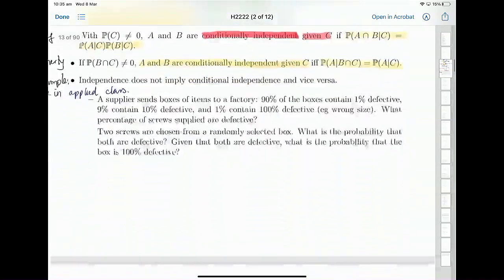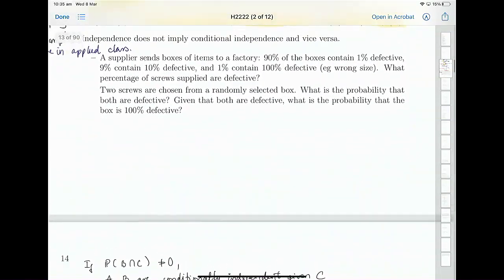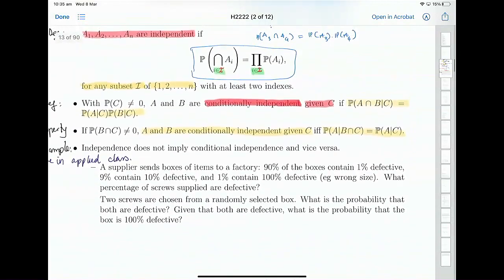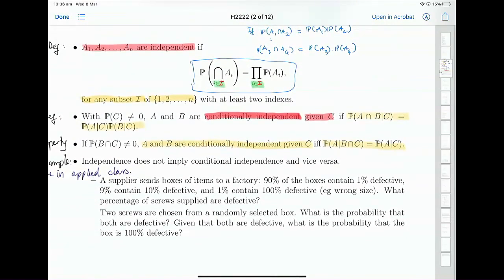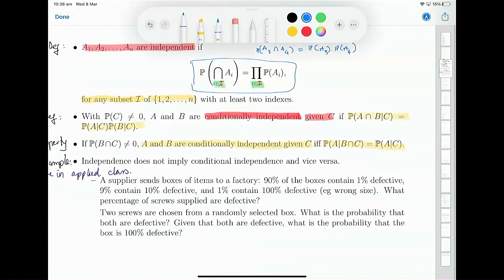Can we prove it? Okay, so we prove this side first, which means that the left-hand side implies the right-hand side. I assume that A and B are conditionally independent given C. Then I will prove that the probability of A given B intersect C equals the probability of A given C. So this is the first side I want to prove.